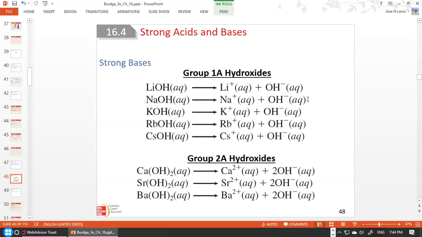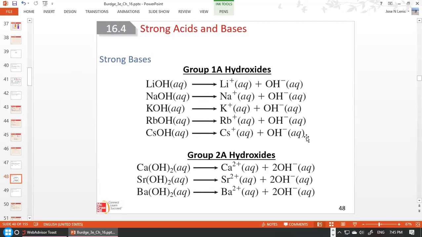For bases, similar situation, we apply exactly the same definition of strength. For strong bases, this is the list of group 1 in the periodic table, hydroxides. They are the hydroxides of group 1 metals. All of them are strong, all of them. Complete ionization, as you can see here.